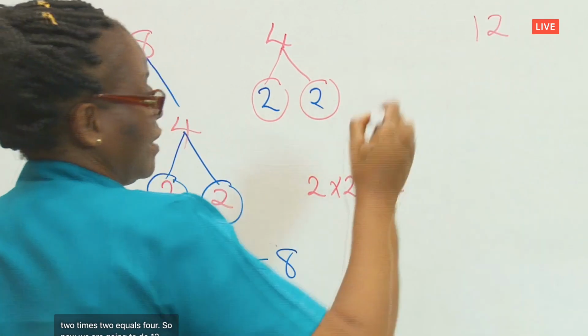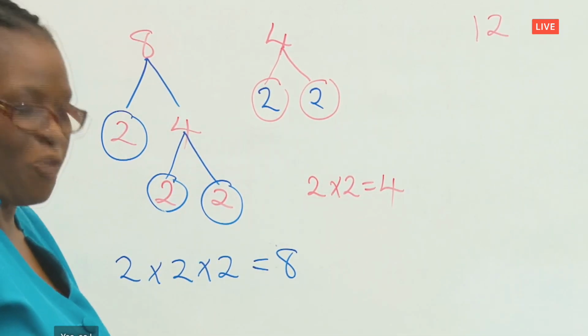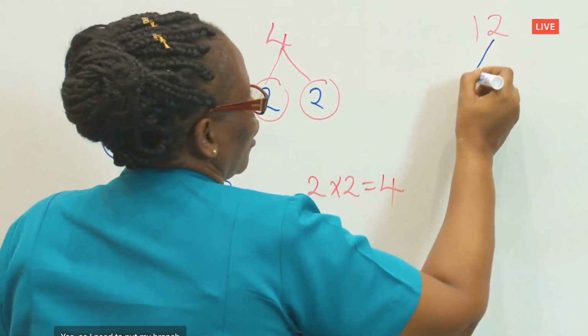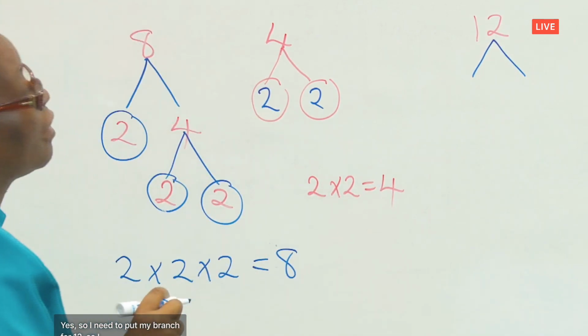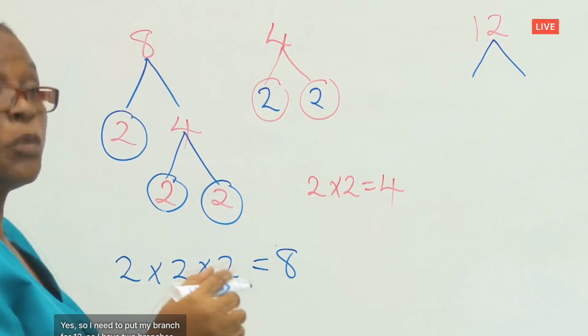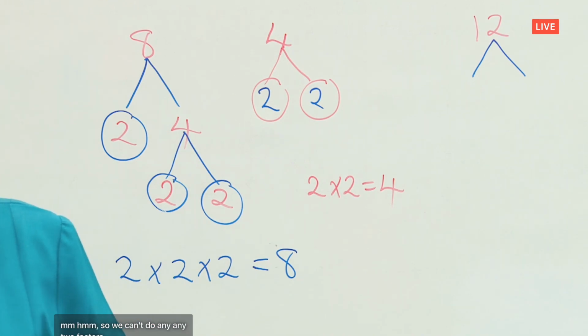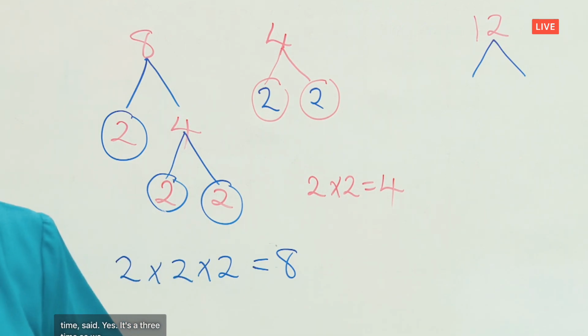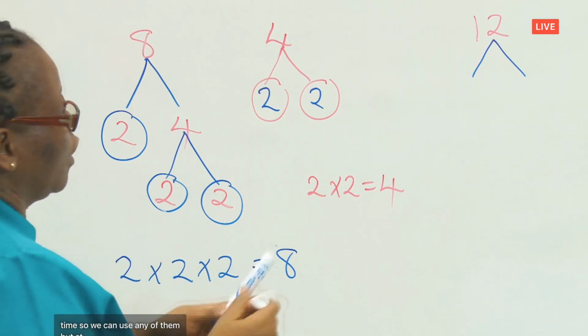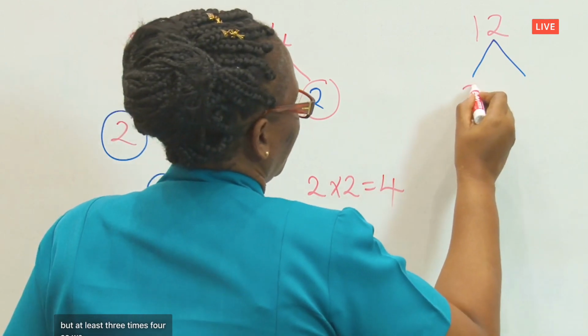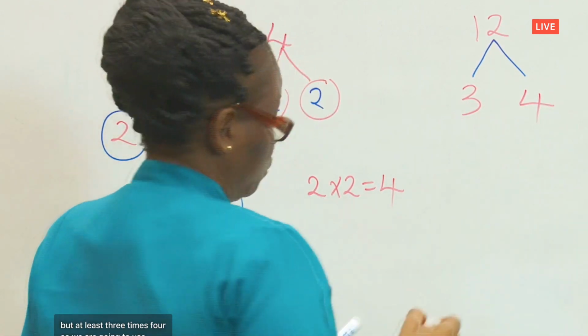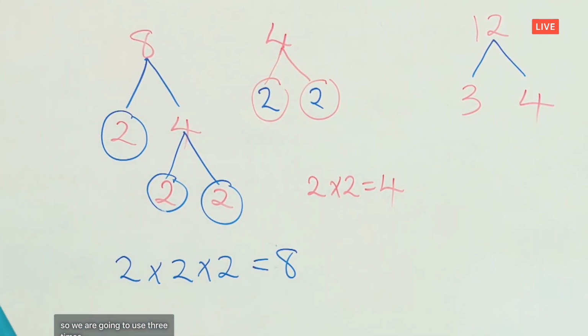So now we are going to do 12. Yes, so I need to put my branch for 12. So I have 2 branches. So we can do any 2 factors. Yes, you said 2 times 8. Yes, you said 3 times 4. We can use any of them. Well, let's use 3 times 4. So we are going to use 3 times 4.